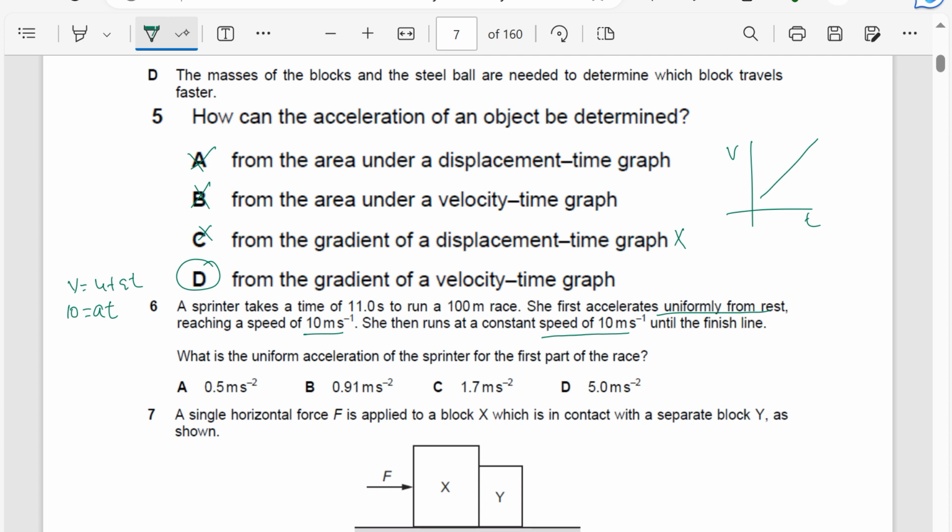So that is the time she takes to reach a velocity of 10 meters per second. I'll call this time t1. So t1 is going to be 10 divided by the acceleration a. Then she now runs with a constant speed. I'll use s equals ut plus a half at squared. But since the speed is constant, the distance she travels, I'll call it s1, is simply speed times time, which is 10 times the time she takes, which I'll call t2.